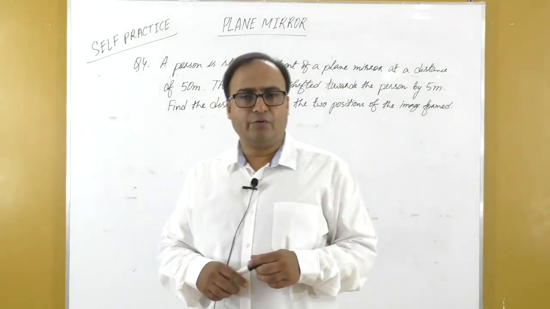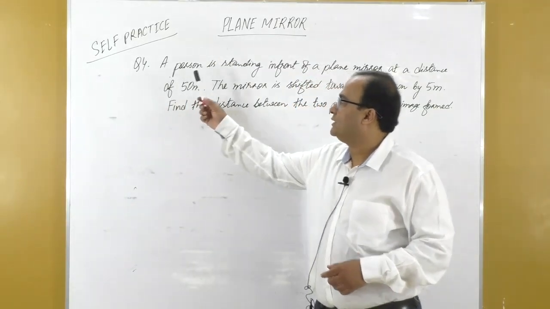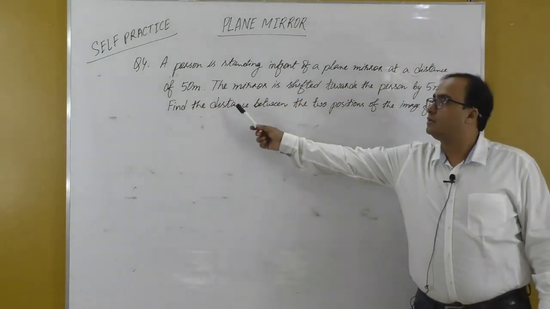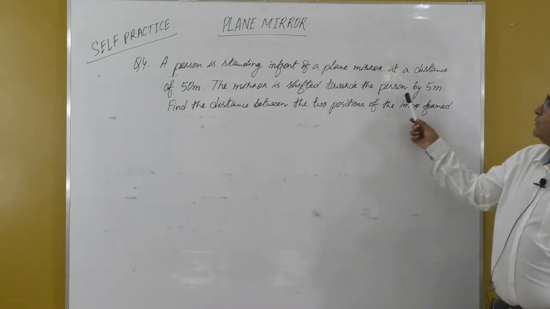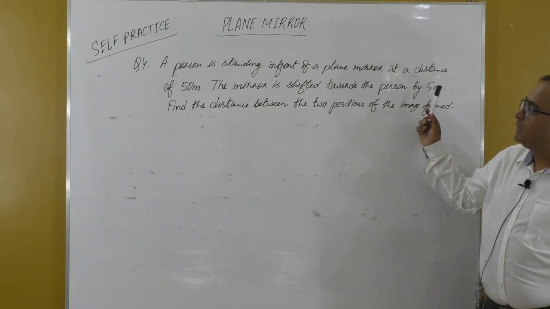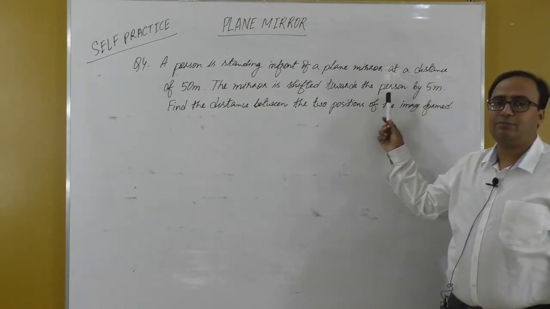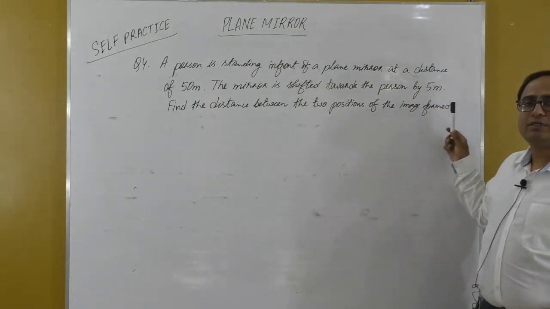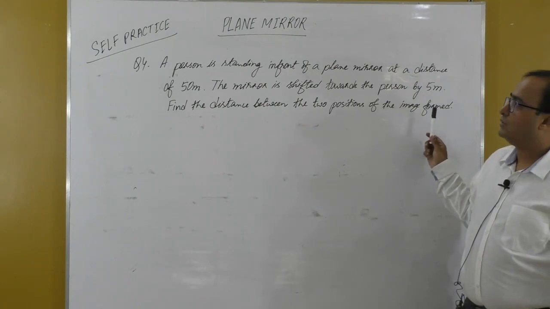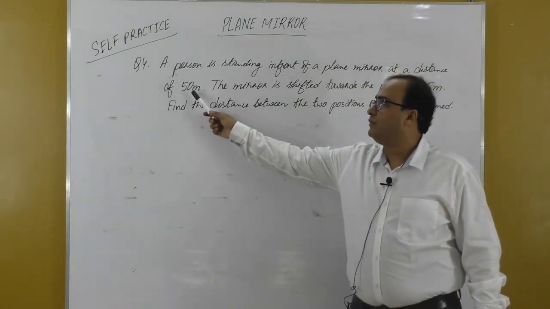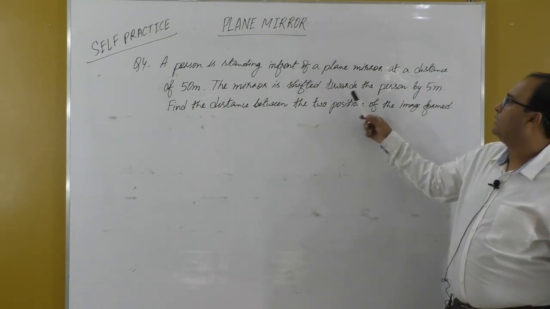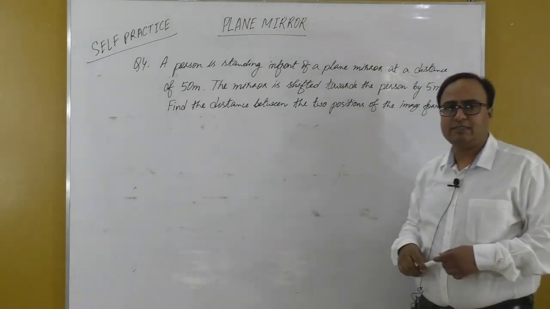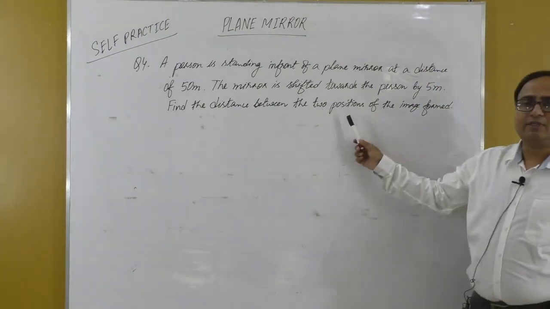Note down question number 4 for self practice. A person is standing in front of a plane mirror at a distance of 50 meters. The mirror is shifted towards the person by 5 meter. This time the mirror is shifted towards the person by 5 meter. You will have to find out the distance between the two positions of the image formed. Okay, the image is formed when the person was at 50 meter. Then the image is also formed when the mirror is shifted towards the person. The position of the image will be changed, and you will have to find out the distance between the two positions of the image.